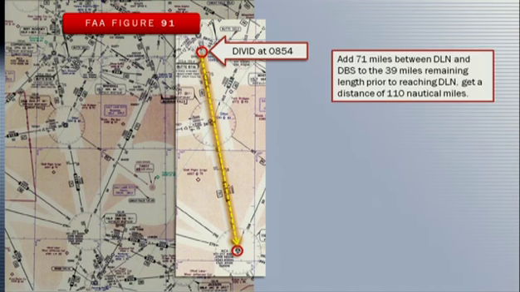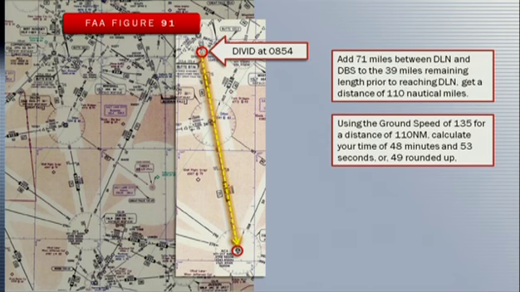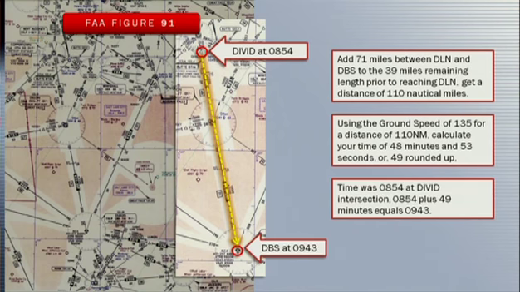We add 71 miles between DLN and DBS to the 39 miles remaining length prior to reaching DLN to get a distance of 110 nautical miles. Now, using the ground speed we established at 135 knots for a distance of 110 nautical miles, calculate your time of 48 minutes and 53 seconds, or you can round it up to 49 minutes. If the time was 0854 at divot intersection, 0854 plus 49 minutes equals 0943 at DBS.